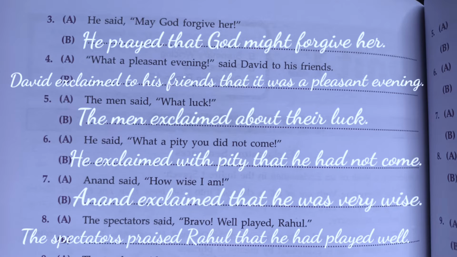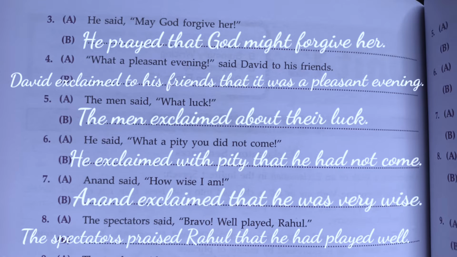Number 4, "What a pleasant evening," said David to his friends. Second sentence would be, "David exclaimed to his friends that it was a pleasant evening." Number 5, "The men said, 'What luck.'" The men exclaimed about their luck. Number 6, "He said, 'What a pity you did not come.'" Second sentence would be, "He exclaimed with pity that he had not come."